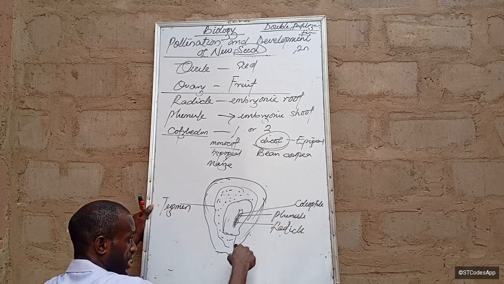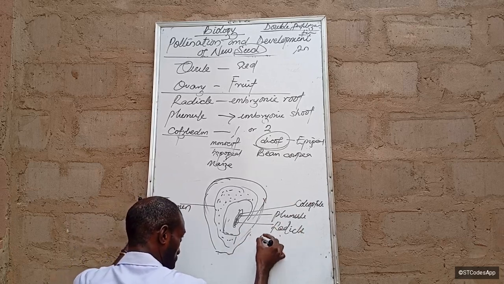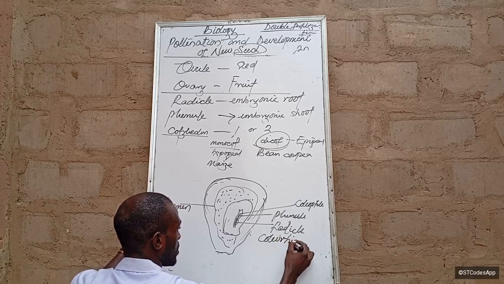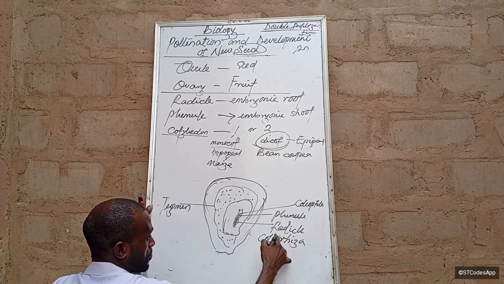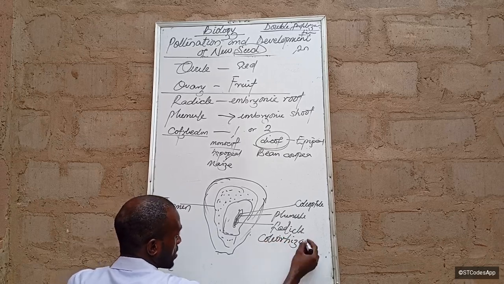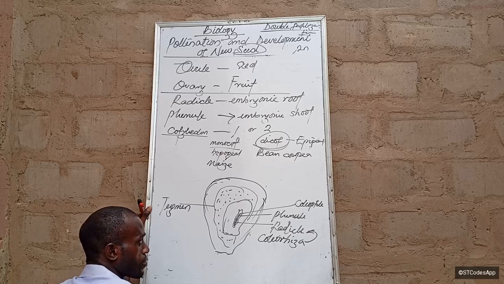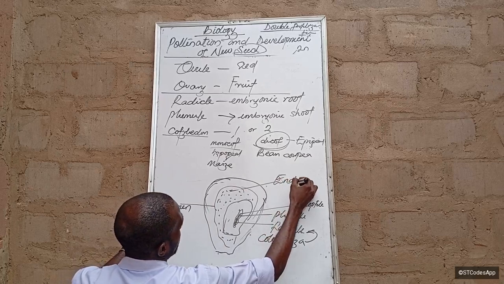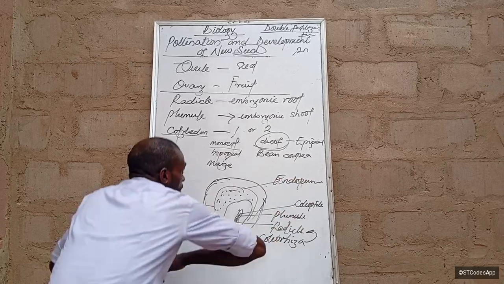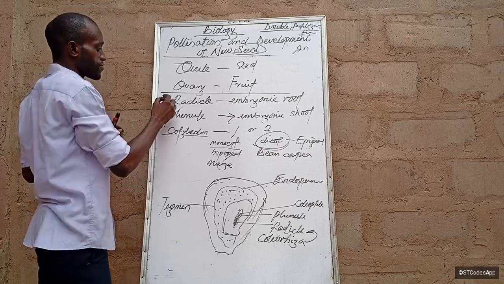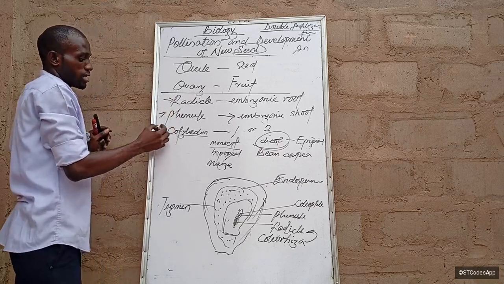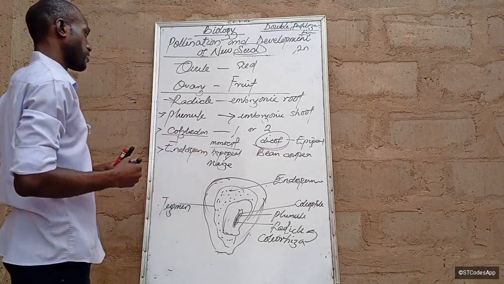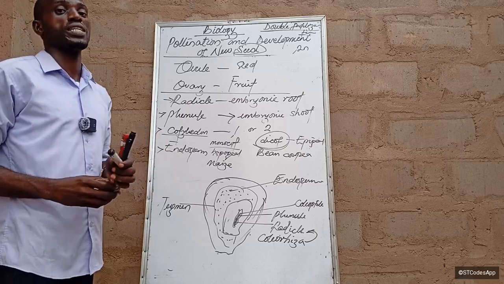I think it's coleoptile. Then the one that protects the radicle is called the coleorhiza. Coleorhiza. You might see a double R, it's the same spelling, the same thing. It protects or covers the radicle. Exactly. And this is the tegmen and this is the endosperm. Now, like I was saying, the parts are the cotyledon and the endosperm. So these are the parts of the developing seed.